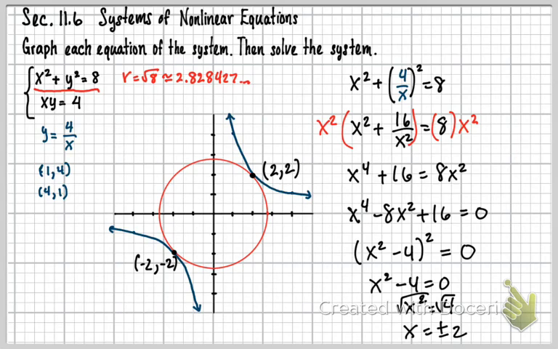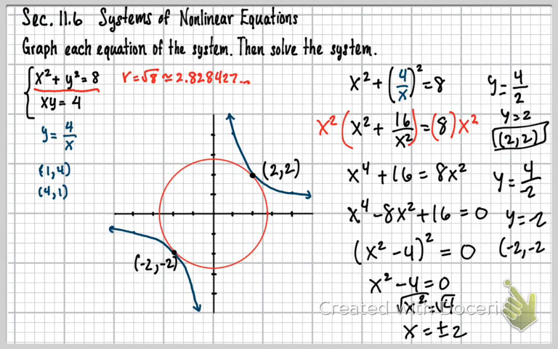Now I can plug it into my y value. The one I'm going to plug it into is definitely this bottom one, because that's so much easier than any of the other ones. So I'm going to plug in a positive 2 there. y equals 4 over positive 2, so y is going to equal 2. The ordered pair would be 2, 2. There's one of them. Then all I would do is plug in the negative. So y equals 4 over negative 2, and y is going to equal negative 2. That's going to be negative 2, negative 2.